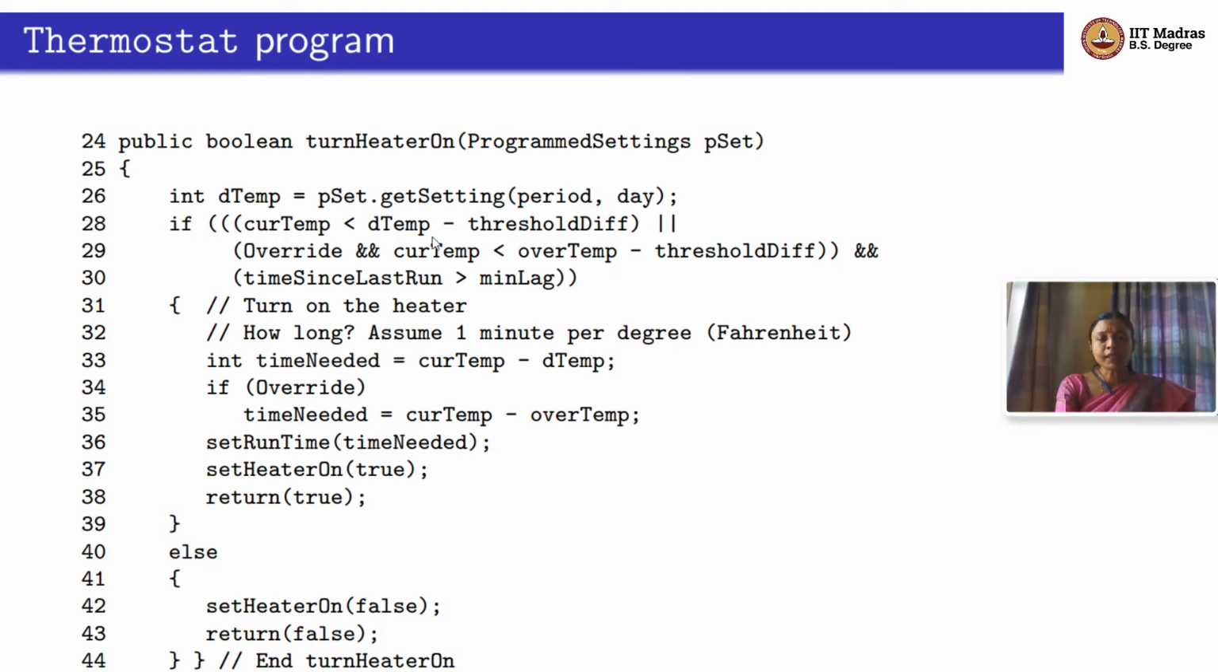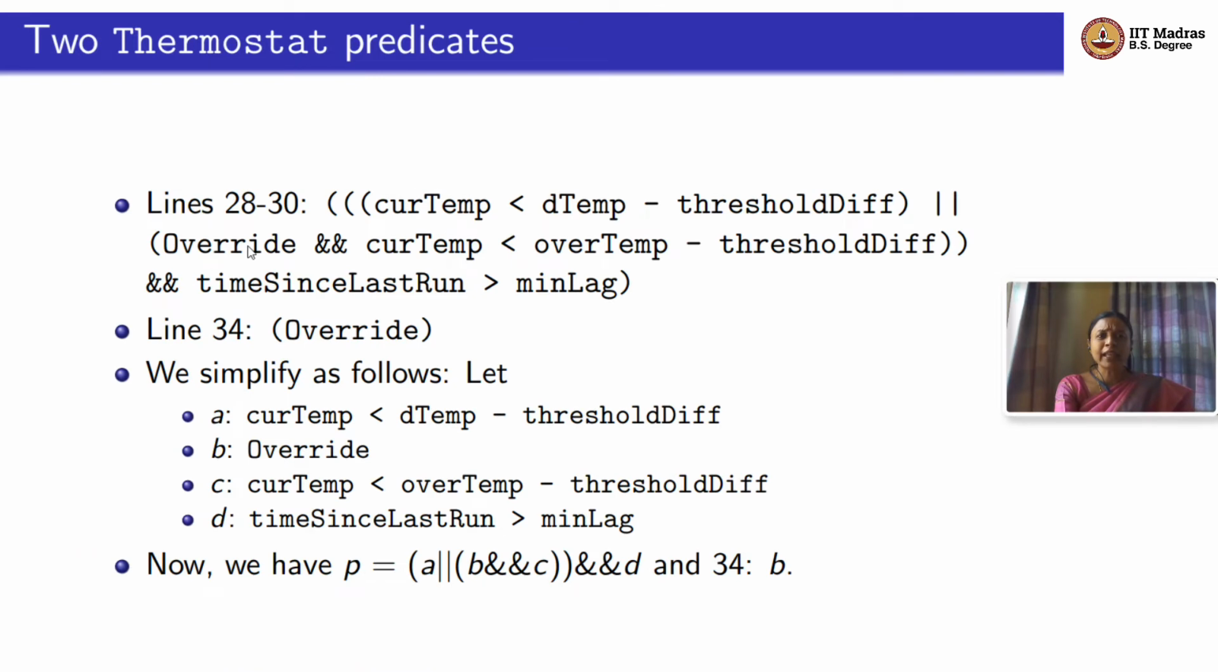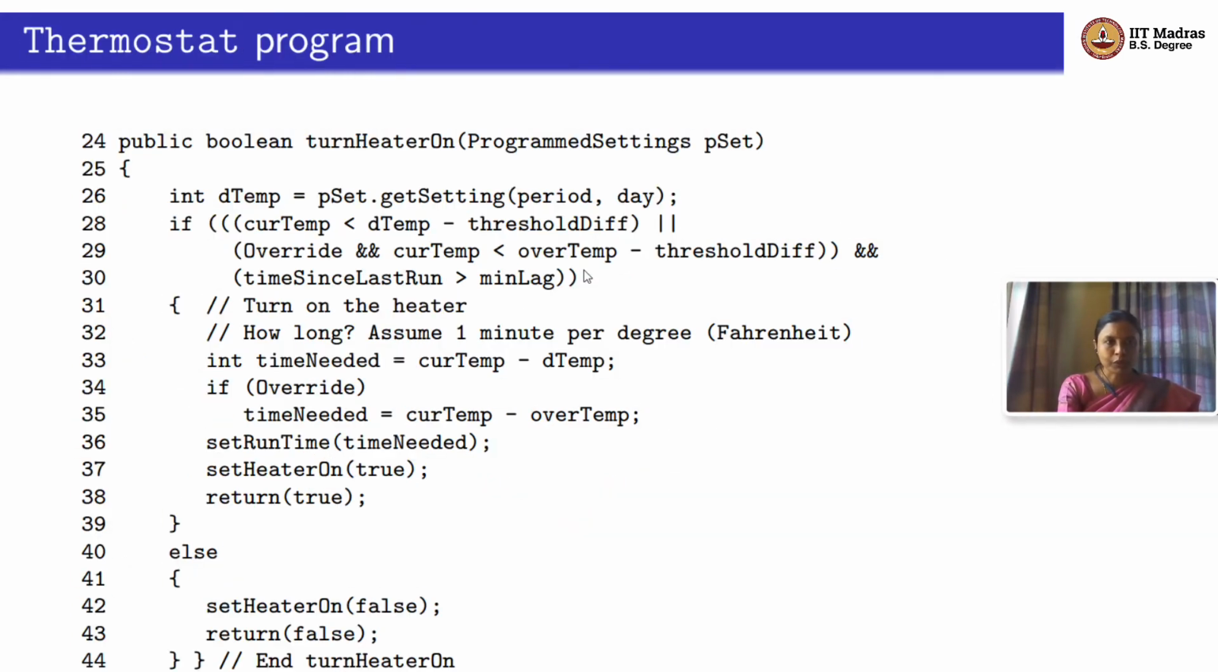This if statement is long. So in lines 28 to 30, I'm just recopying the if statement here. If current temperature is less than the desired temperature minus the threshold difference, or if override mode is on and the current temperature is less than the overridden temperature minus the threshold difference, and time since last run is greater than min lag, that's one if statement that was present here.